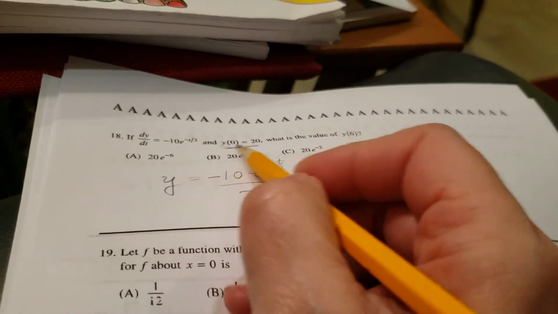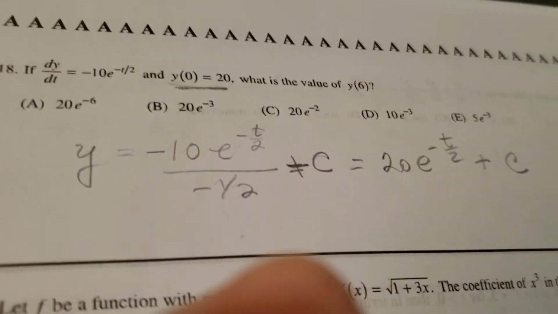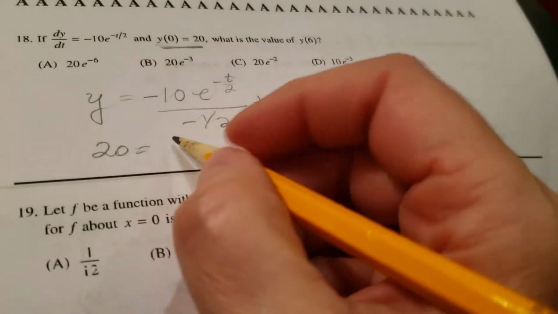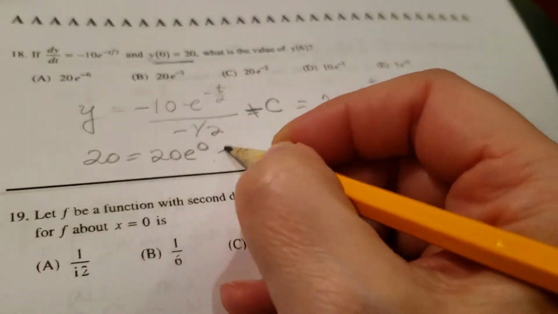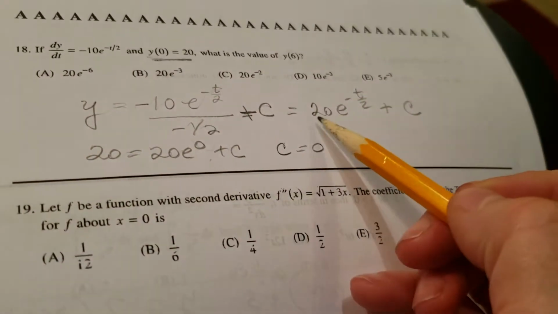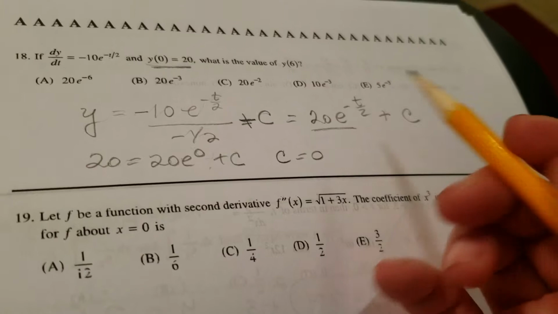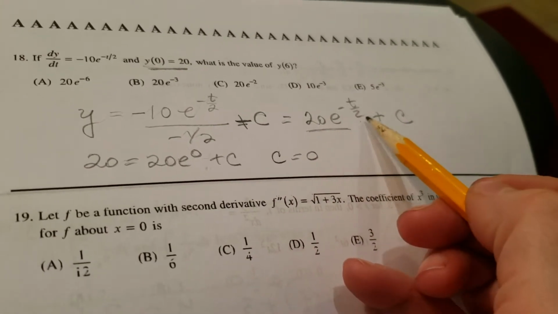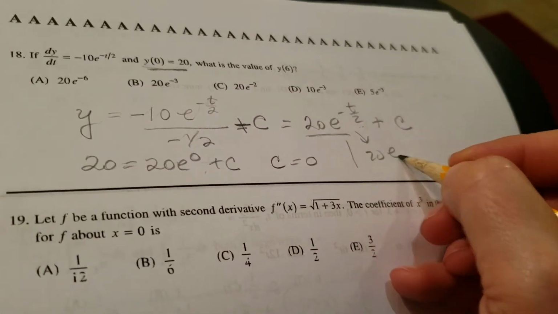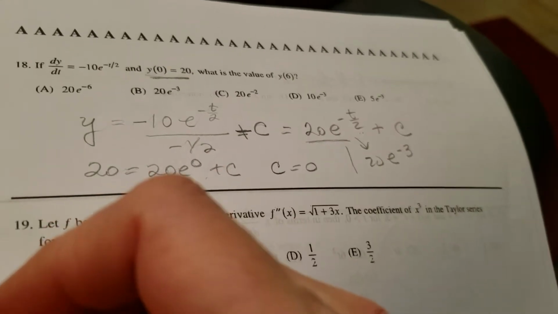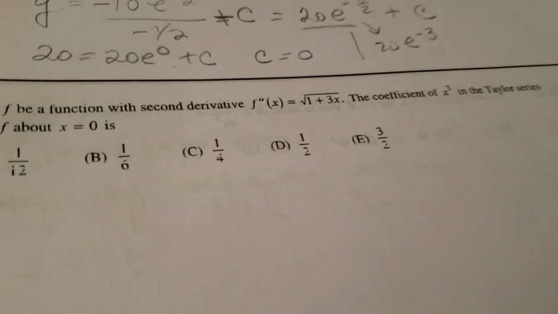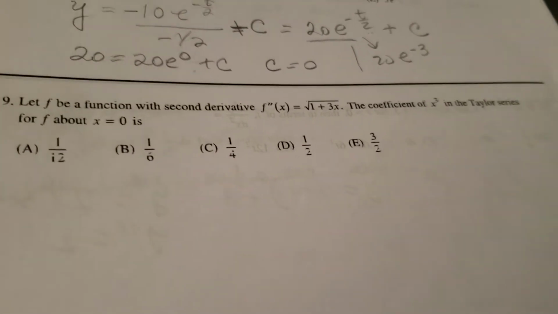And we know that when x is 0, y is 20. So we'll just plug that in. y is 20 when t is 0. So c is 0. We don't even really have to look at that because none of the choices have a c. So 20 e to the negative t over 2 has to be it. Now we plug in 6 there. So that becomes 20 e to the negative 3, which is B. Okay, this was pretty straightforward if you know your antiderivatives. Oh, interesting, number 19.